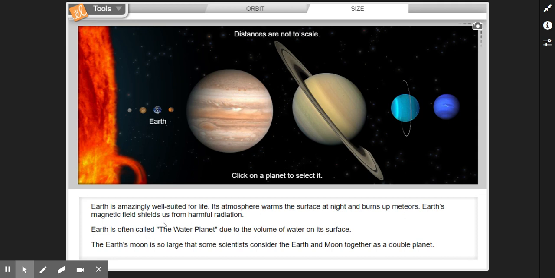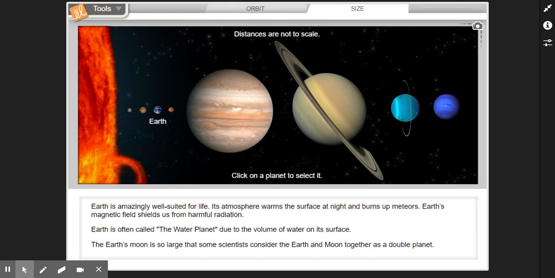And so is Earth. Earth is amazingly well suited for life. Its atmosphere warms the surface at night and burns up meteors. Earth's magnetic field shields us from harmful radiation. Earth is often called the water planet due to the volume of water on its surface. The Earth's moon is so large that some scientists consider the Earth and moon together as a double planet.